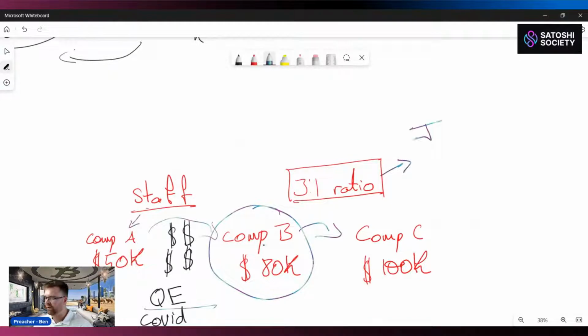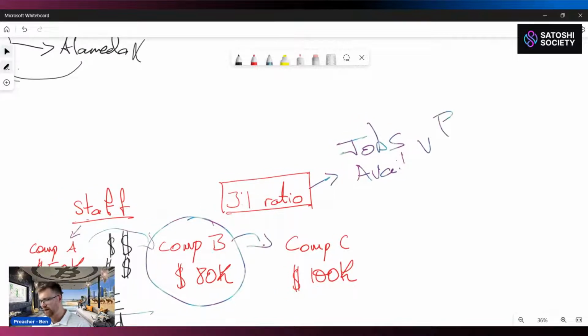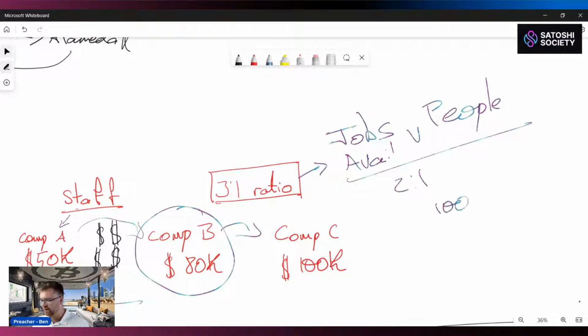This is how many jobs are available versus the people, okay? So at the moment, we are in a 2-to-1 ratio, and this is as of, I believe, last month's jobs report. So we're seeing 2 jobs available for every 1 person looking for a job, which is really bad because if there's, let's say, 100 people here who want a job, there's 200 jobs.